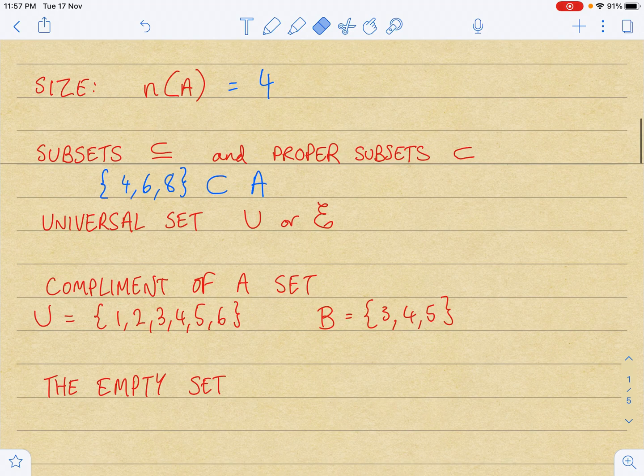The universal set is indicated either by a sort of bold U letter or by this curly E. And that is basically everything that we're talking about. So if I was talking about students in a school, the universal set would be all the students in the school. So think of it as everything. All the elements in the whole problem that we're dealing with.